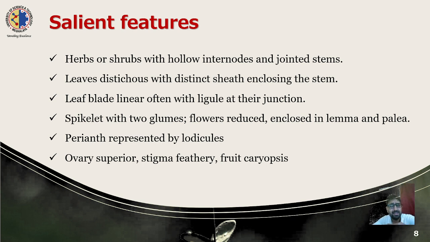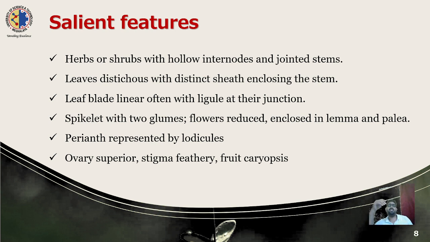Its leaf is linear with ligules at the junction. Now the question is, what is a ligule? In the next slide I will show you what a ligule is. Here I can give you a brief: the ligule is an outgrowth at the base of the leaf lamina.